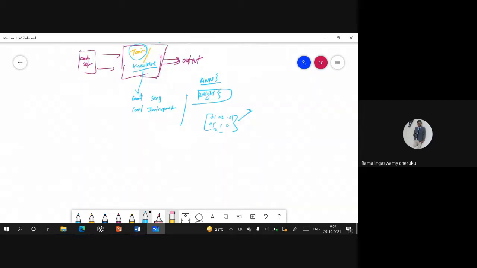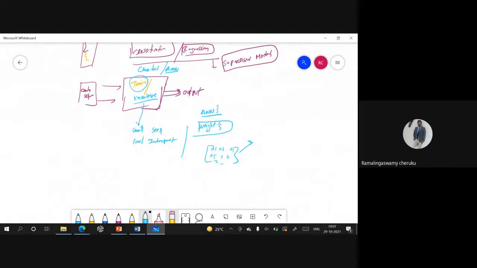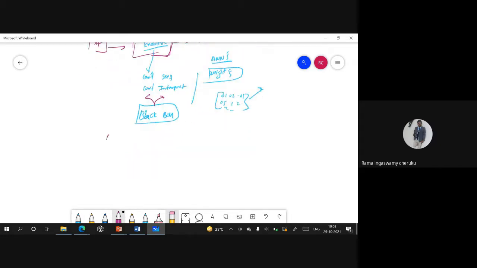So from this perspective, we can say that these kinds of classifiers, especially ANN-based classifiers, are called a black box. So if I try to open this box, I want to see the knowledge. By opening the black box.